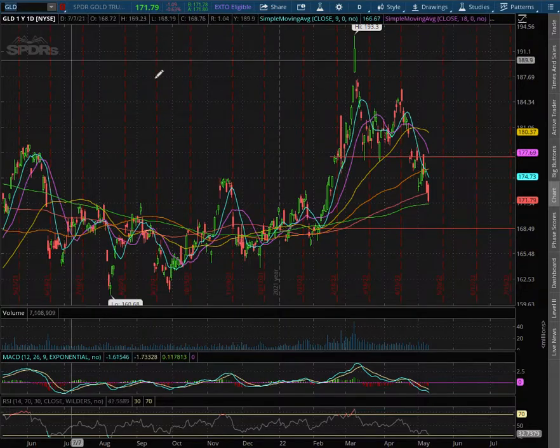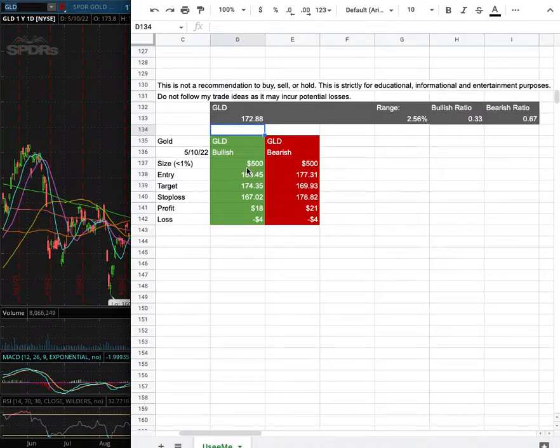My trade position size is less than 1% of my portfolio, and my long entry is at $168.45. My sell target is at $174.35, and my stop loss is at $167.02.